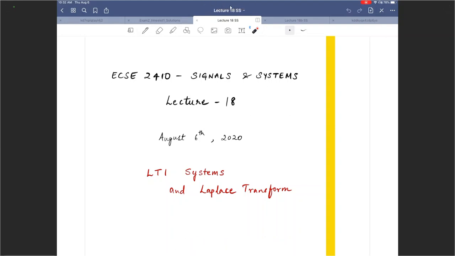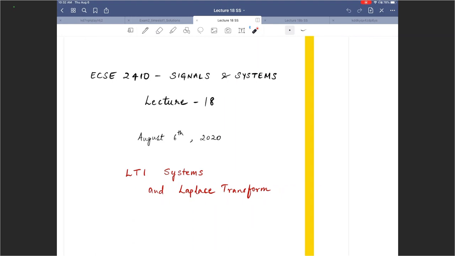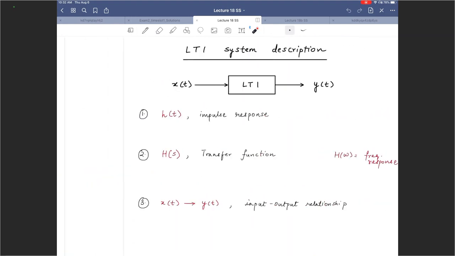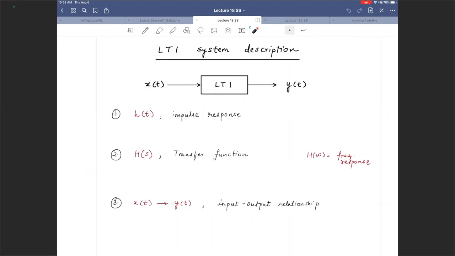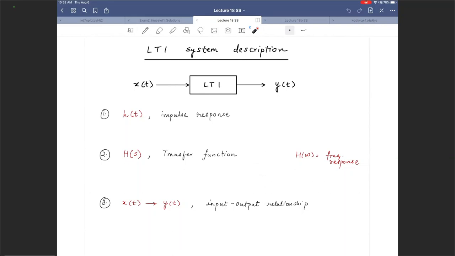So in this lecture, we will be talking about LTI systems and the Laplace transform, and we will go on to filter design and Butterworth filters as well. So let's take a look at the description of an LTI system in various forms.